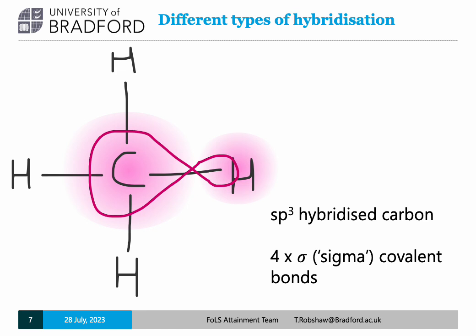These single covalent bonds have a special name. They're called sigma bonds. At the bottom you can see the Greek letter for sigma.